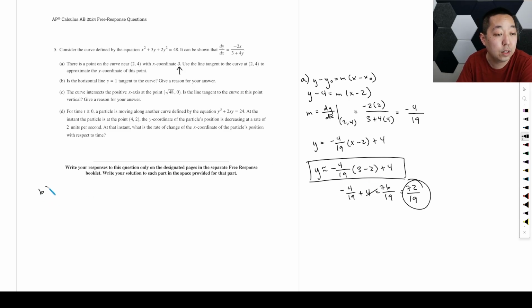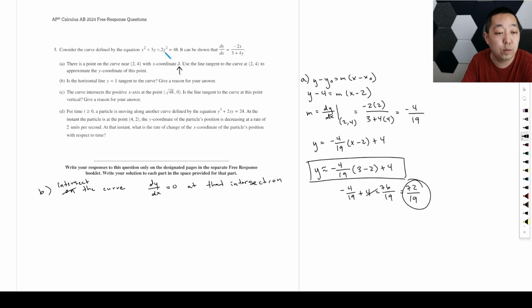Okay, part B. Is the horizontal line y equals 1 tangent to the curve? Give a reason for your answer. So we want to know if it's tangent to the curve. So two things have to happen. It has to be on the curve, so it has to intersect the curve. And the dy/dx has to equal 0 at that point, at that intersection. Right? That's what it means to have a horizontal tangent line.